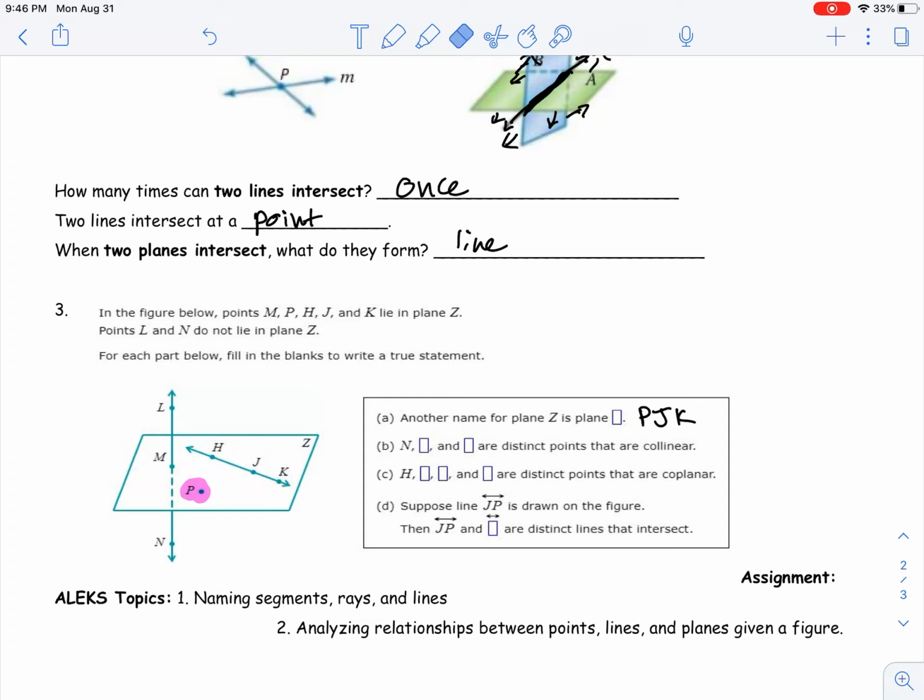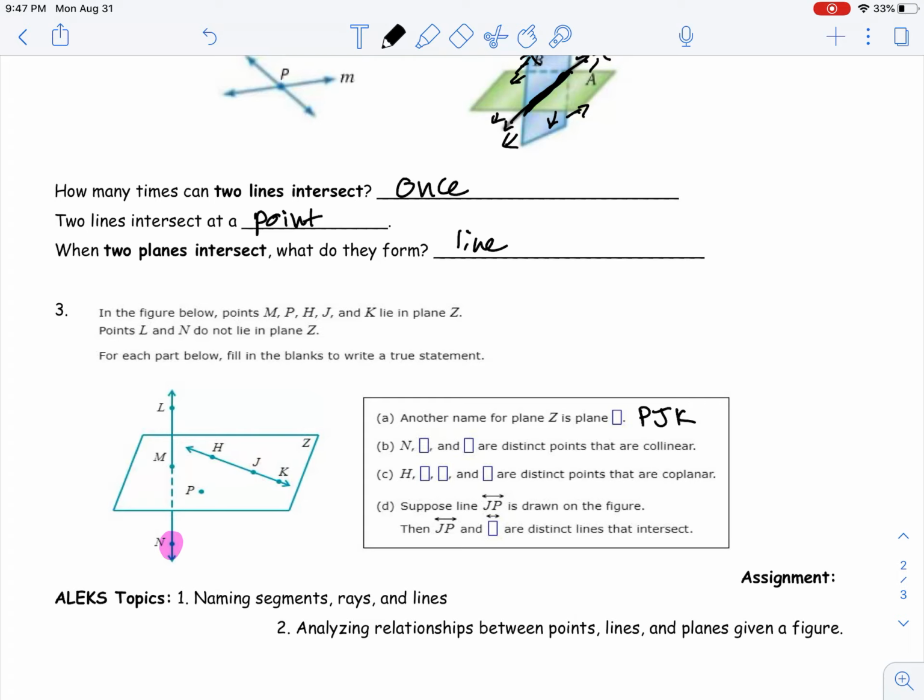Next, let me erase. So now I need 2 more points that are distinct points, which just means that they're different points, that are collinear. So collinear with N. N is right here. I need 2 other points on that line. Do you see 2 other points that are on that line? You should see M and L being on that line. Straight up and down, right there.